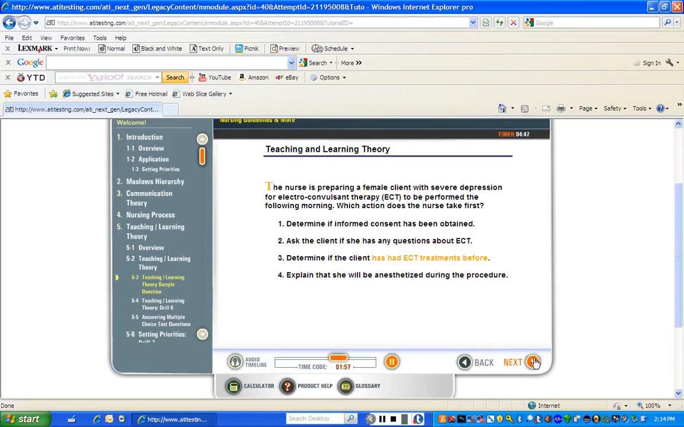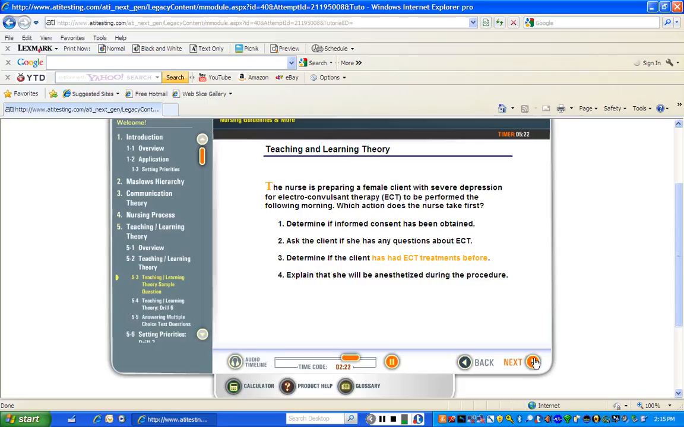Now, let's skip ahead to choice 4 for a moment. In choice 4, explain that she will be anesthetized during the procedure. We know that ECT treatments are usually administered under anesthesia, and this is information that is considered an important part of the teaching plan. However, it does not help us to assess the learner for learning readiness or motivation. Let's look at the remaining choice to see if it provides an opportunity to assess the learner.